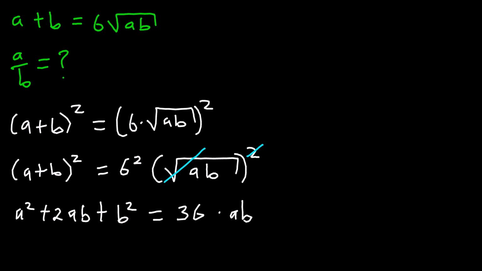And this can also be written as a to the power of 2 plus b to the power of 2 and then plus 2ab, and this will be equal to 36ab.